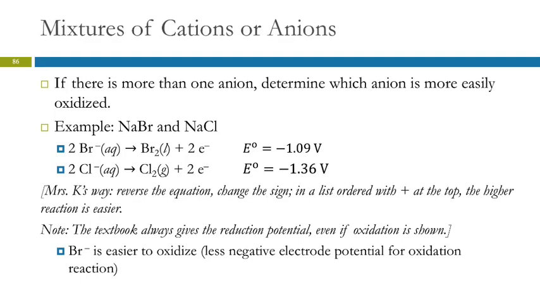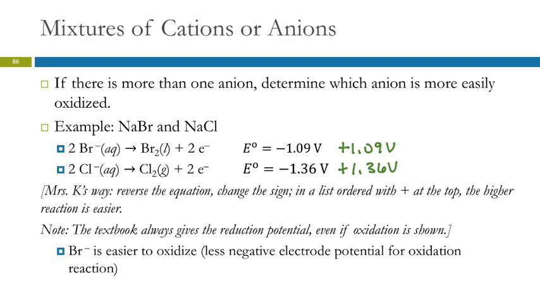And this is where, in my mind, things get kind of confusing, because the book's approach is no matter how you show the equation, they're going to show the reduction potential. So the reduction potential is opposite in sign to the oxidation. So the oxidation for this one would be plus 1.09 volts, and for this would be plus 1.36 volts.